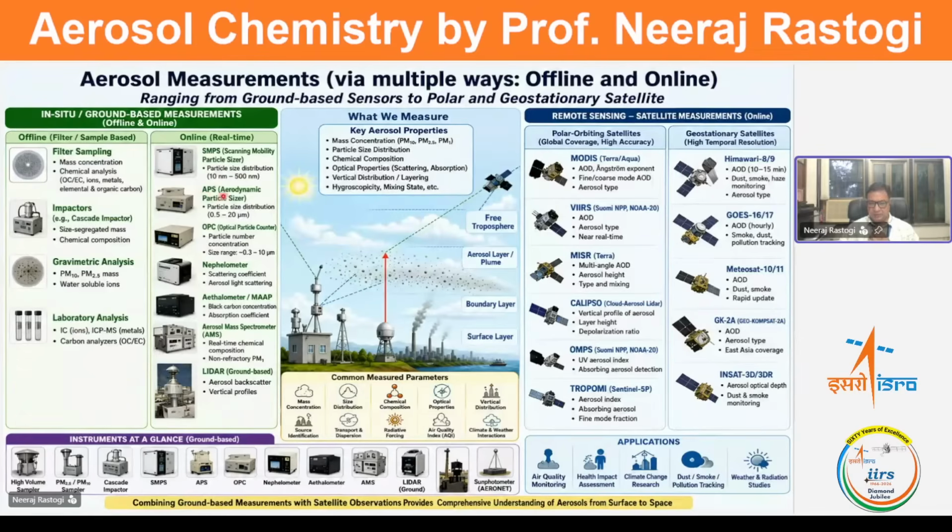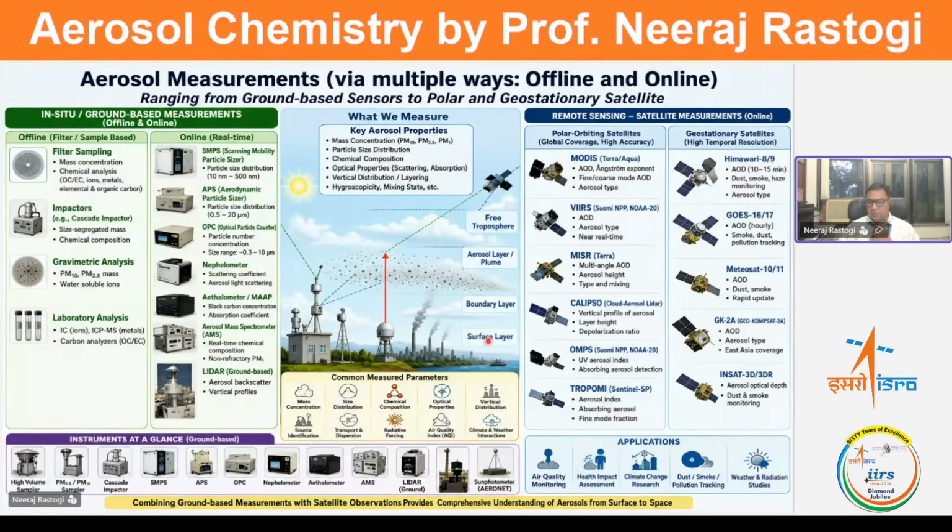APS is the aerodynamic particle sizer for particle size distribution. OPC is the optical particle counter, for particle number concentration by size. Nephelometer for scattering coefficient. Aethalometer for black carbon, AMS for real-time chemical speciation of non-refractory mass, radar for aerosol backscatter and vertical profiles.